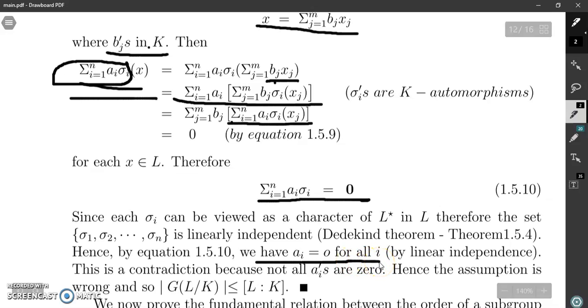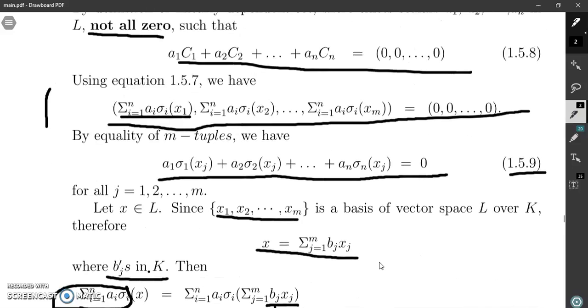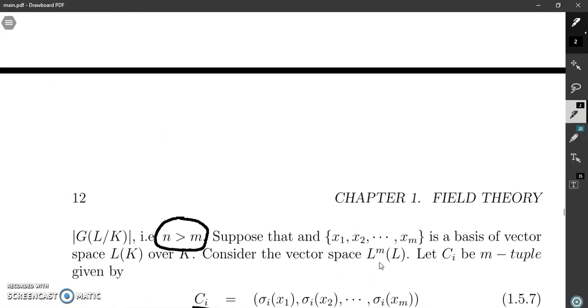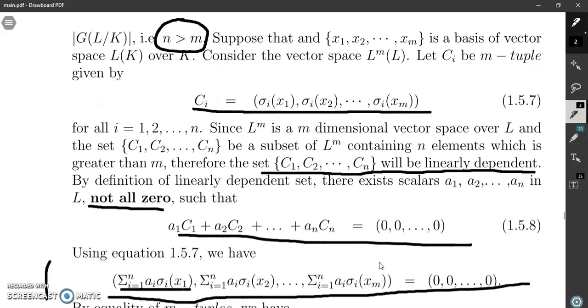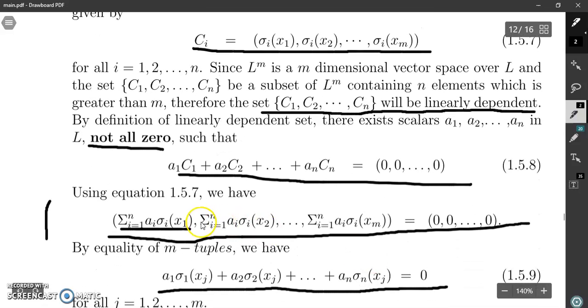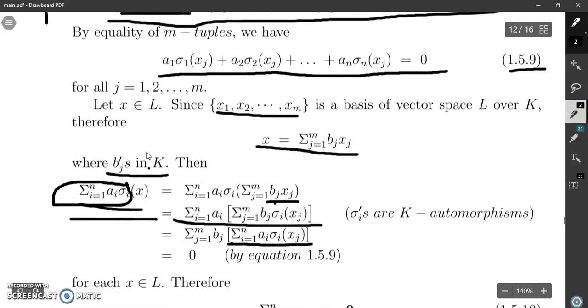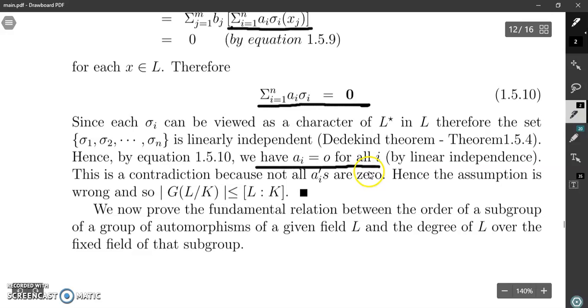But you know that from here, the ai's are not all 0. So here we found that all ai's are 0. It means we get a contradiction. It means our assumption is wrong.